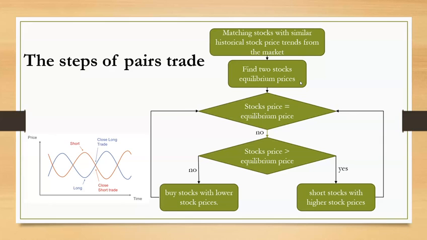Second, find the equilibrium price. Here, the equilibrium price is the point at which we close the trade. Here, we can see this point. And then we will judge whether the stock price is equal to the equilibrium price. If there is no difference between the two prices, we wait. If there is a difference between the two stock prices, we then move on to the next judgment.